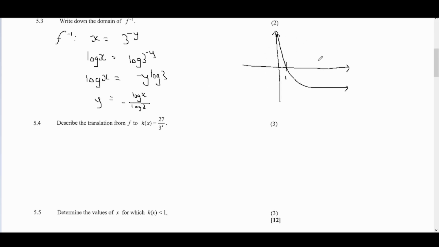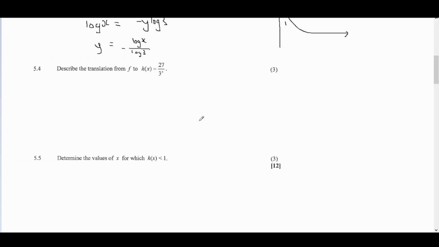But the basic idea from this graph is that it exists everywhere where x is greater than 0, so from this point here onwards, and that's your answer. So the domain of the inverse of f is where x is greater than 0. Cool.